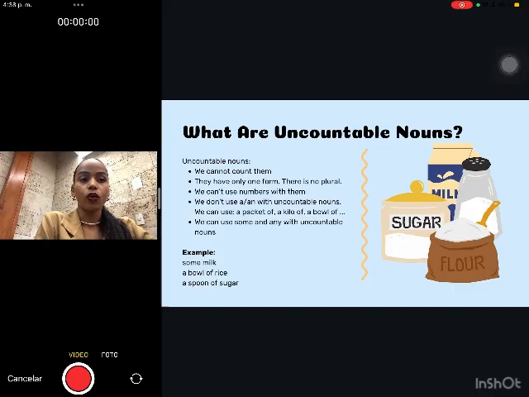What are uncountable nouns? Uncountable nouns are nouns we cannot count. They have only one form. There is no plural. We can't use numbers with them. We don't use a and an with uncountable nouns. We can use a packet of, a kilo of, a bowl of. We can use some and any with uncountable nouns. Example: some milk, a bowl of rice, a spoon of sugar.